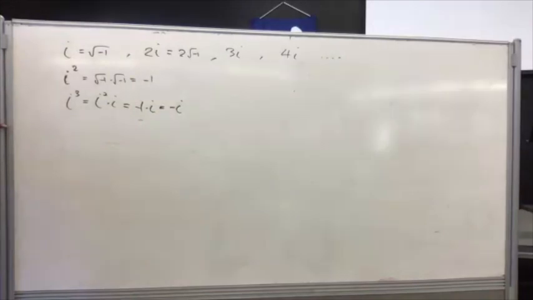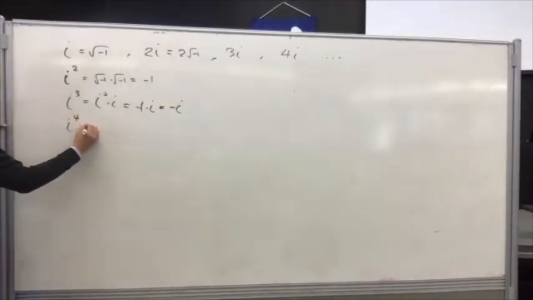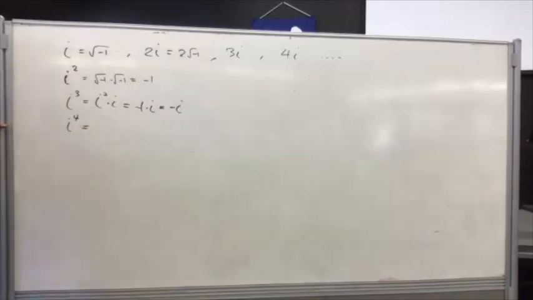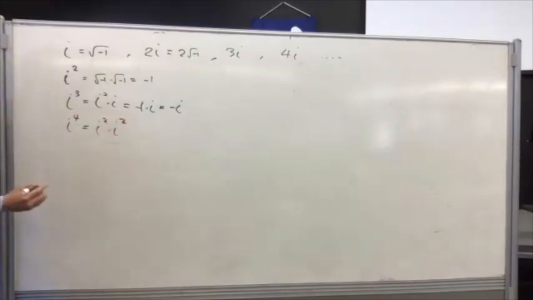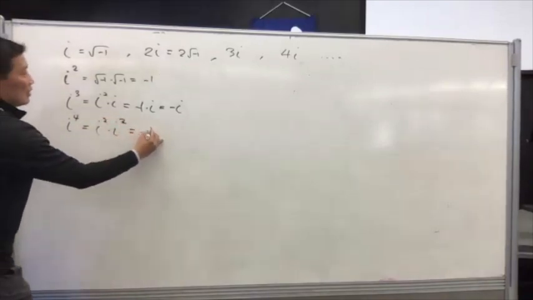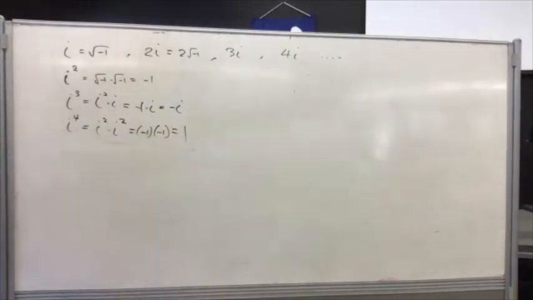Yeah? All right, let's keep that logic going. Can we go with i to the 4th power? You can use i squared times i squared, right? Which is what? Negative 1 times negative 1. Oh, wait a minute. Ah! It's a real number. I can't believe it. No way.